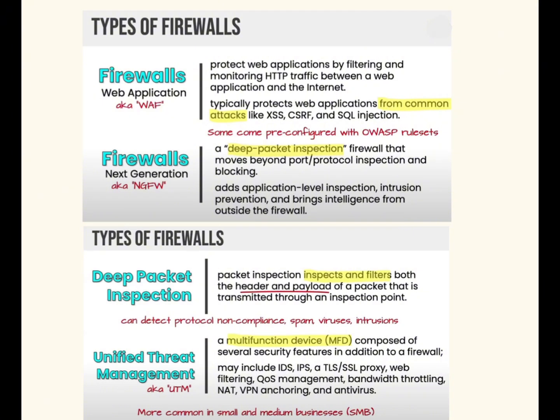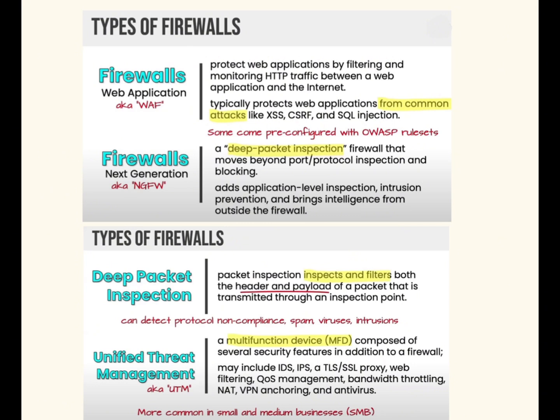Unified Threat Management, UTM, is a multi-purpose device that combines firewall, IDS, IPS, web filtering, antivirus, VPN, and bandwidth control. So, as I said, it is a multifunctional device composed of several security features in addition to the firewall. It may include IDS, IPS, TLS, SSL proxy, web filtering, quality of service, bandwidth throttling, NAT, VPN anchoring, and antivirus.